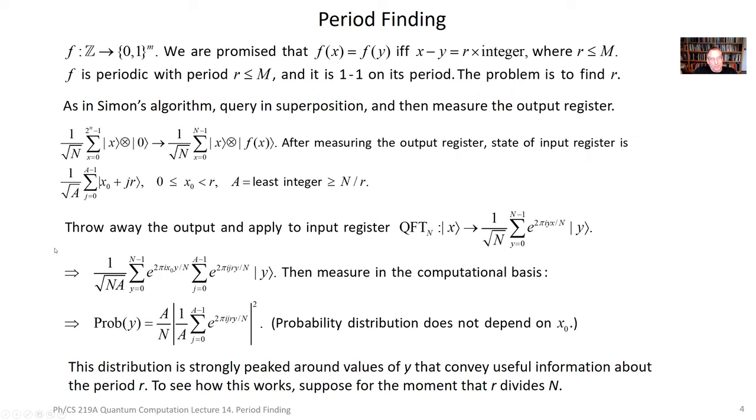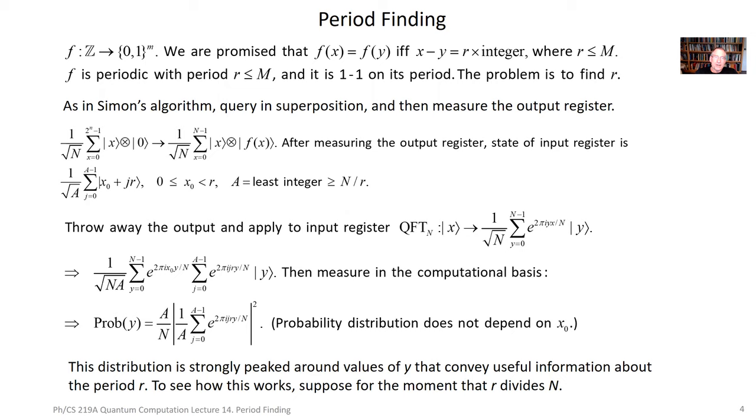Now, what we're going to see is that this probability distribution for the outcome of the measurement after we do the Fourier transform and after the query is a very strongly peaked distribution. For most values of y, it's very close to zero. And for some special values of y, there's an appreciable probability. That's what I mean by sharply peaked. And from the value of y, we're going to learn something about the period, because where those peaks are has to do with what the value of r is. So we'd like to understand how that works.